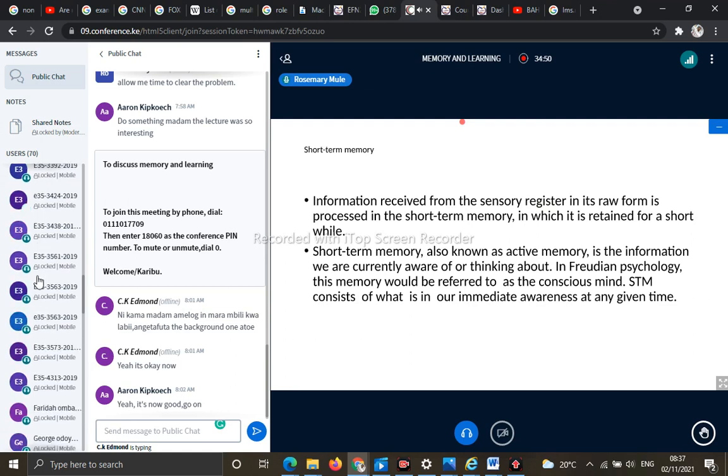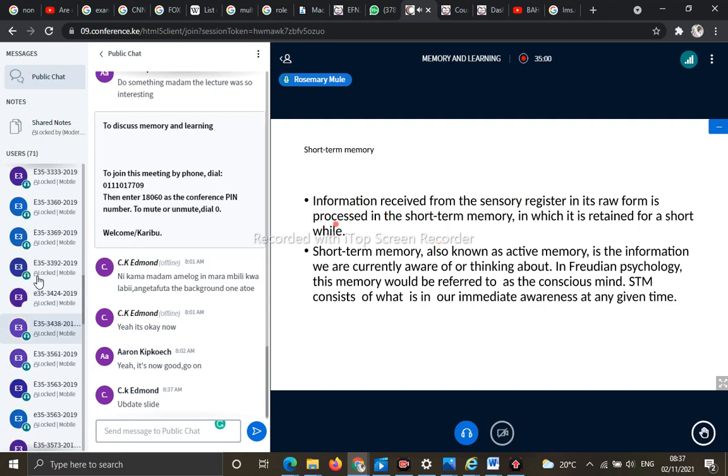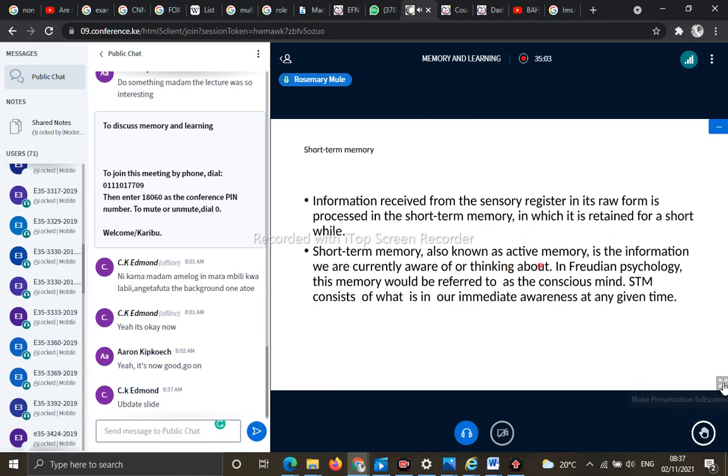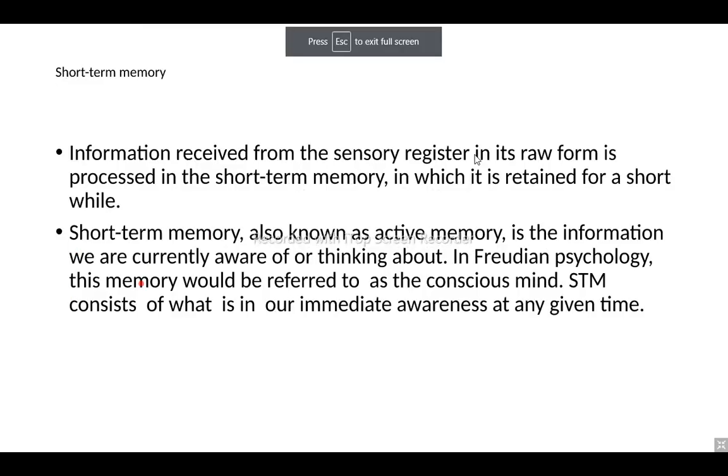This is what I have talked about, but let me read through. Information received from the sensory register in its raw form is processed in short-term memory, in which it is retained for a short while. Short-term memory is also what we call the active memory, and the information there is what we are currently aware of or conscious of or thinking about. This is what the Freudian psychologists refer to as our conscious mind. It is what we are experiencing at the moment.